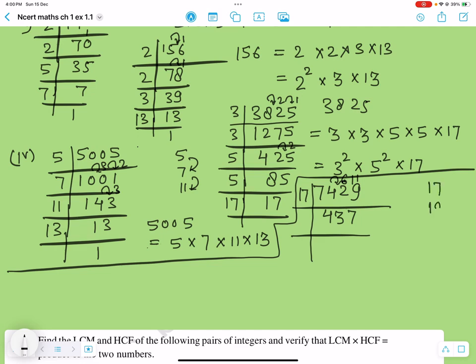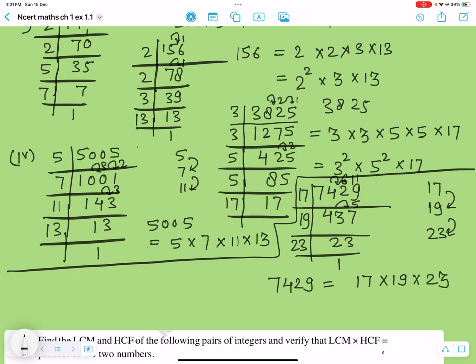So the next number in the prime sequence is 19. So let's try it with 19. So 19 times 2 is 38, and 38 times 5 goes here, and 19 times 3 is 57. So the next number in the sequence that can divide it would be 23. 1 times 23. So we can say 7429's prime factors would be 17 multiply 19 multiply by 23. So this is how we have attempted our question number 1.